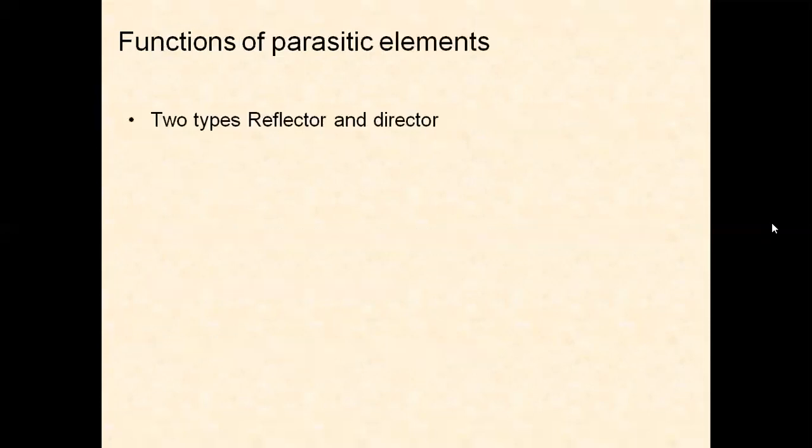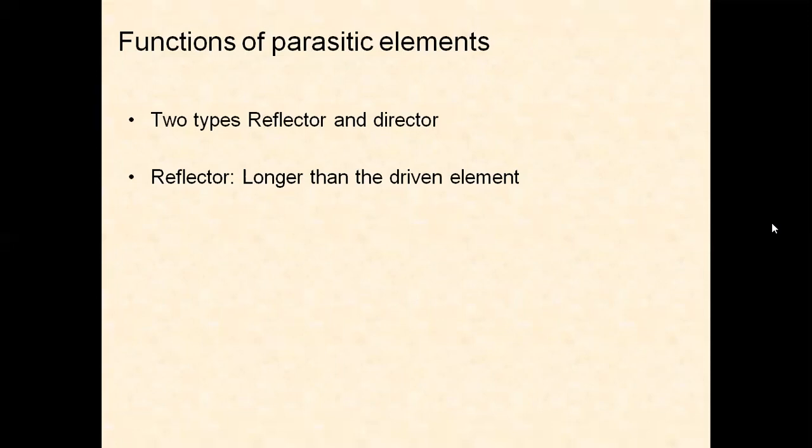The various functions of the parasitic elements are reflector and director. Then we have two types of parasitic elements normally used in the design of Yagi antenna. One is the reflector, whose length is higher than the driven element. Director, whose length is less than the driven element.